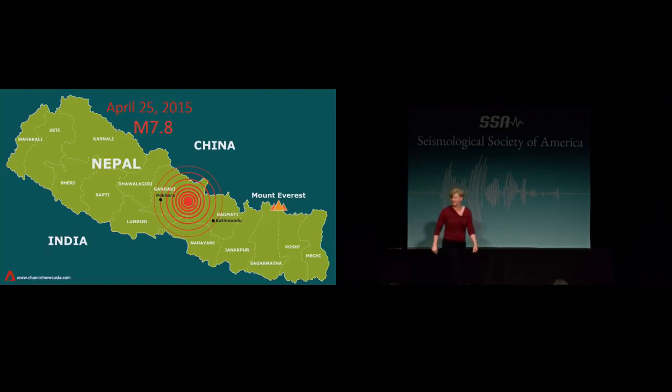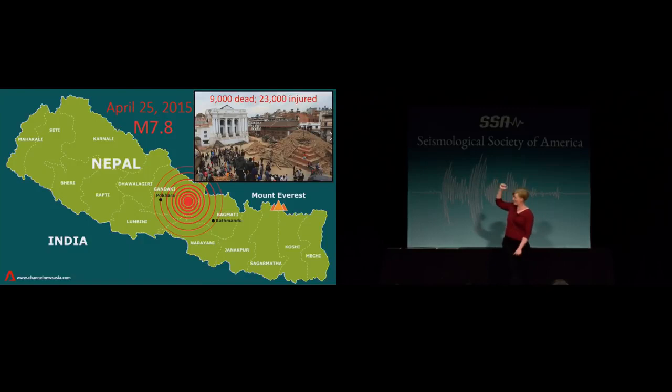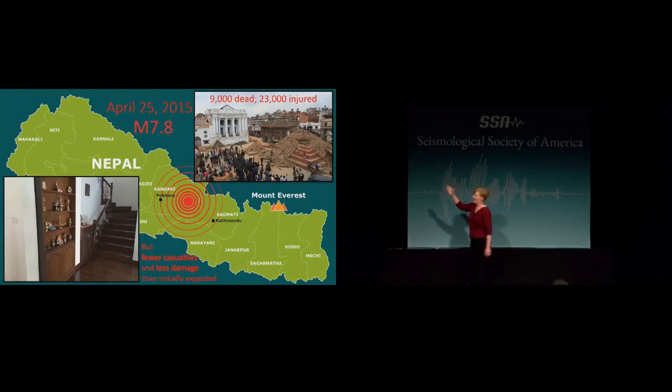Okay, huge demonstration of the earthquake risk in this region happened almost exactly 4 years ago. The Gorkha earthquake killed 9,000 people and injured 23,000, but this earthquake was also very surprising in that certain areas of the valley were much less damaged than we expected.